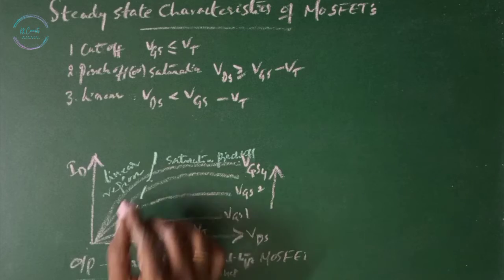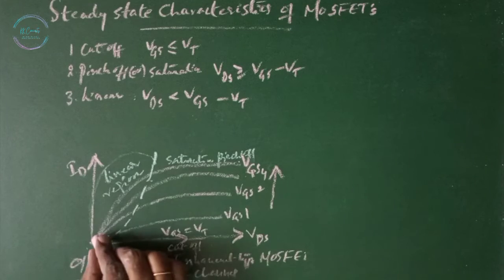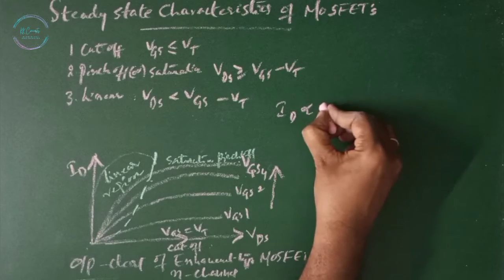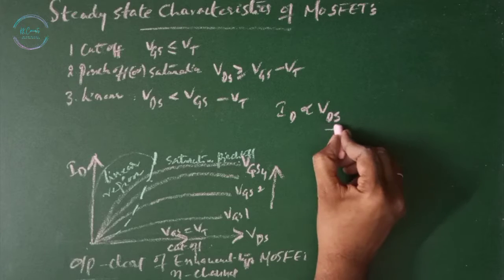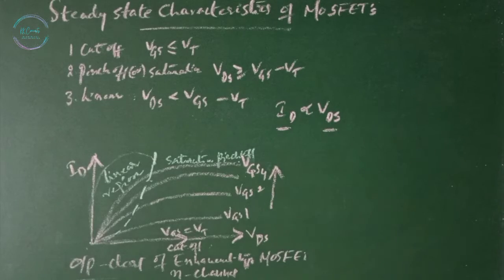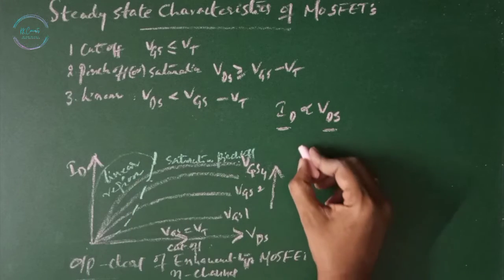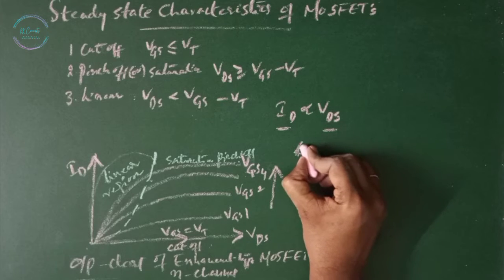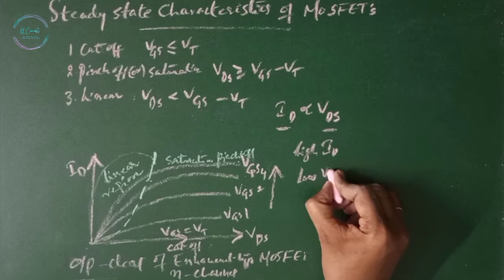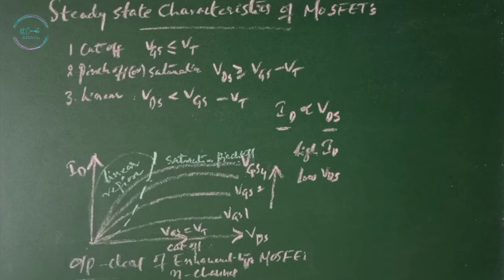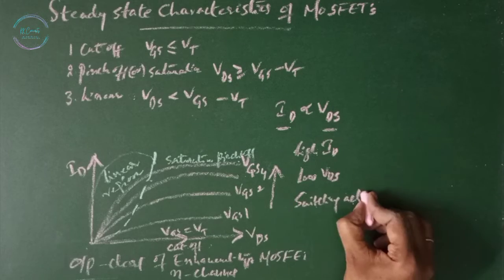Now if you observe in this linear region, ID varies proportional to VDS. As VDS increases, ID also increases. That is the drain source voltage and drain current. Here the current is very high, so due to high ID and low VDS, power MOSFETs are operated in the linear region for switching actions.